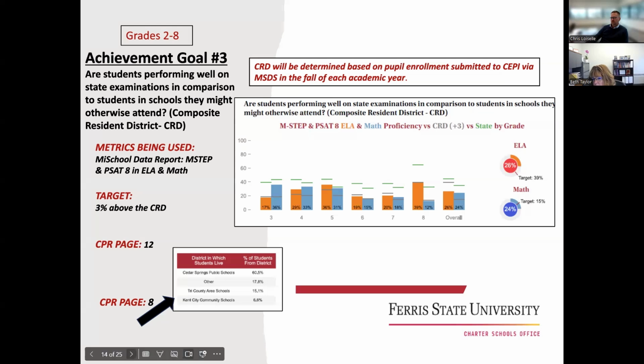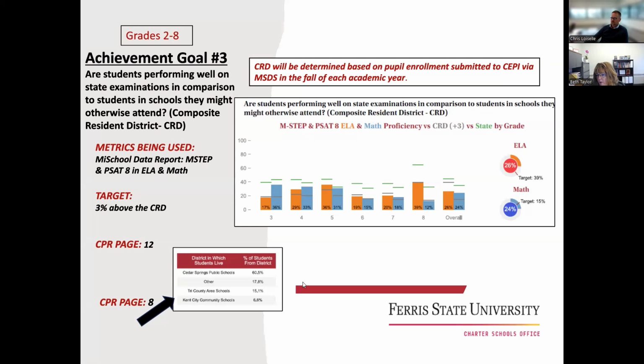You'll see the CRD will need to be, the target is 3% above. So you will see on those gray lines where the CRD is compared to where your school is. We use the overall at the very end to compare, but we do break this out for you by grade level, so you can use that data if you would like.